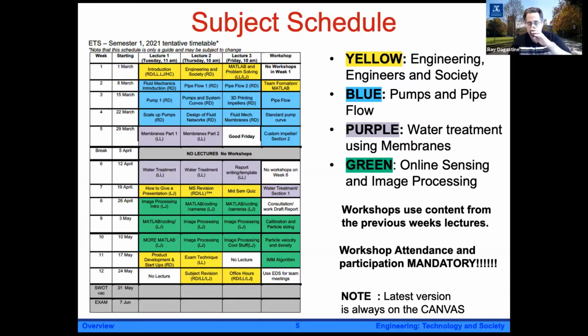Now, I said we're in modules, and don't worry, all of this information is already on Canvas. These slides are actually already there, and I will show you where in a second. But this just kind of shows, I mentioned our subject is broken up into modules. And so they're kind of broken up, and the yellow is general how engineers think, engineers' problems in society, and stuff around running the course and being at university. And then you see we have 3 color-coded blocks about fluid mechanics, about water treatment, and about online sensing and image processing, because those things all fit in your design project.